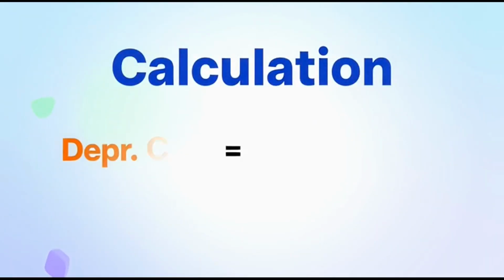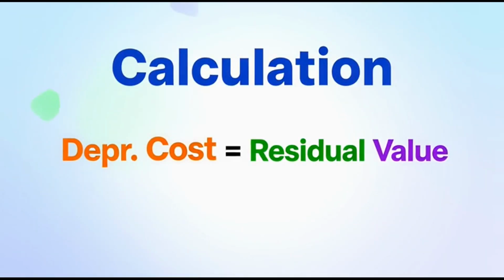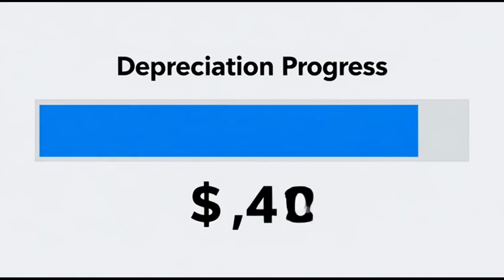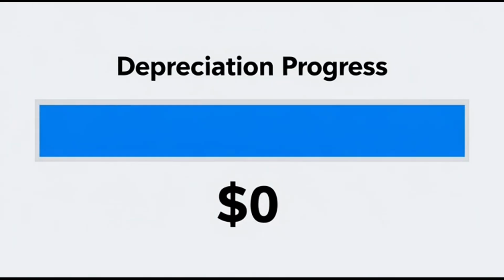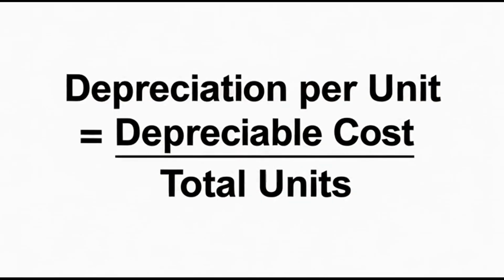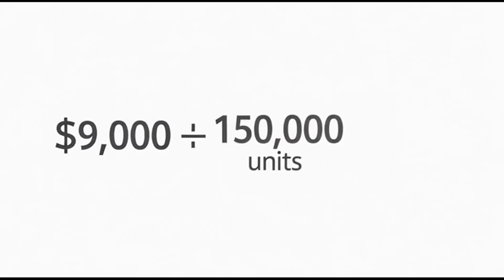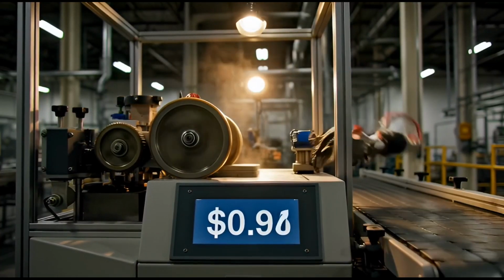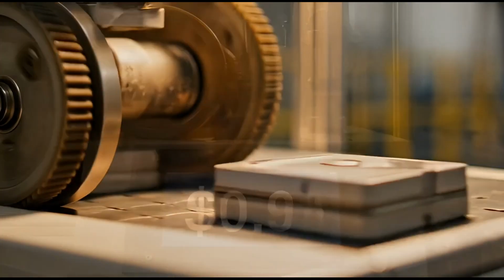Now we calculate the depreciable cost. This means $9,000 of the machine's value will be depreciated over its lifetime. Next, we calculate depreciation per unit equal to depreciable cost divided by total units. So we divide $9,000 by 150,000 units. This gives us 6 cents per unit. This means every time the machine produces 1 unit, it loses 6 cents of value.